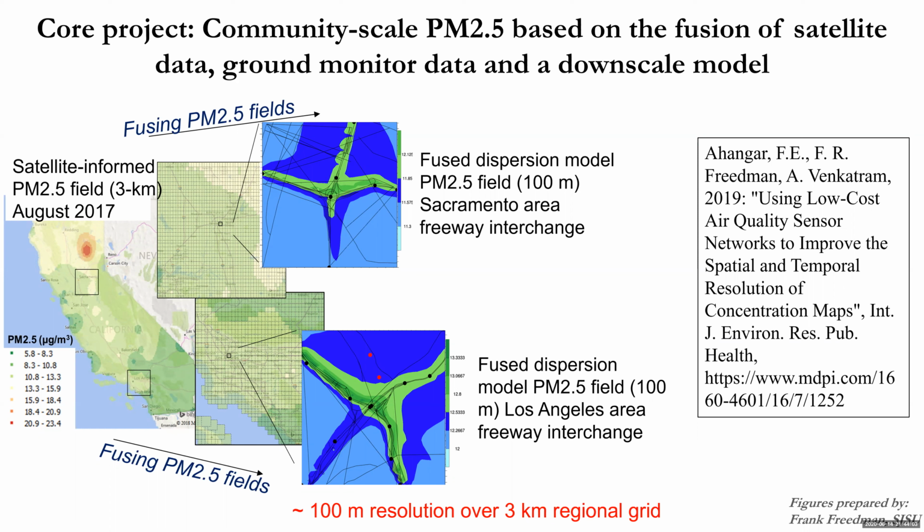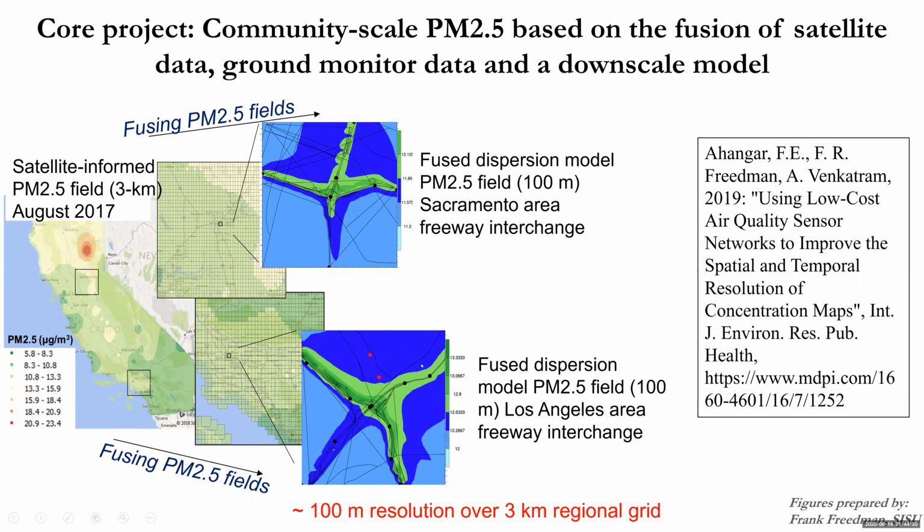And inside each grid, we will further run the PM2.5 dispersion model that can calculate the higher resolution PM2.5 field at 100-meter resolution. An example is the Sacramento area freeway exchange, as shown here, with the green color having higher concentration of PM2.5, and the blue has smaller concentration.